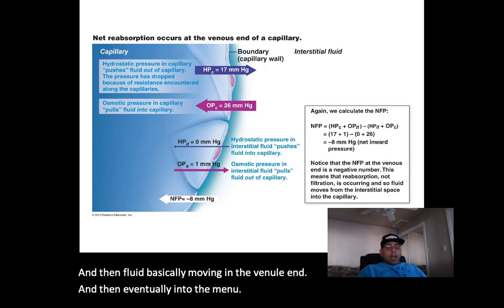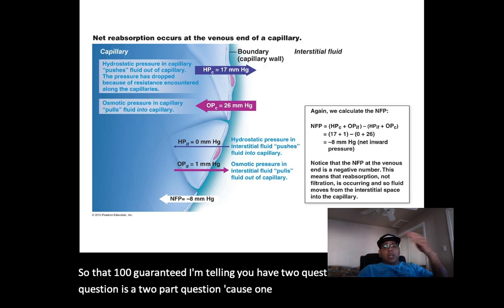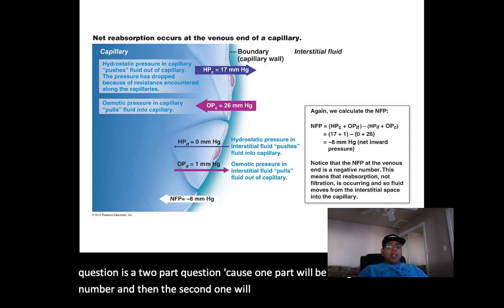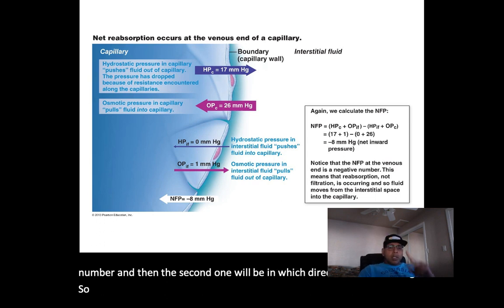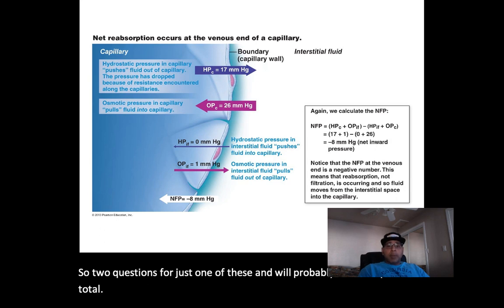So that's 100% guaranteed. I'm telling you, you have two questions, and each question is a two-part question, because one part will be to figure out the number, and the second will be which direction the fluid is moving. So two questions for just one of these, and we'll have probably a total of 4 questions total. Any questions? Email me. Let me know whatever you need.